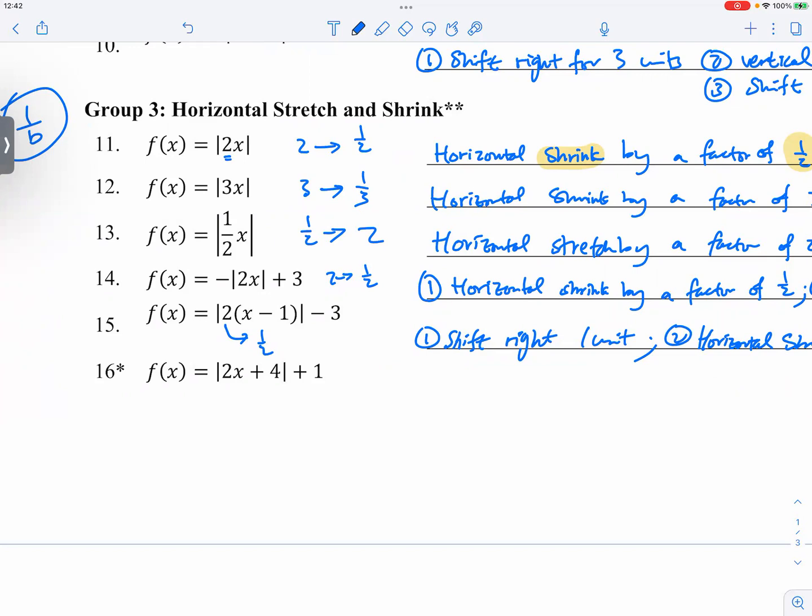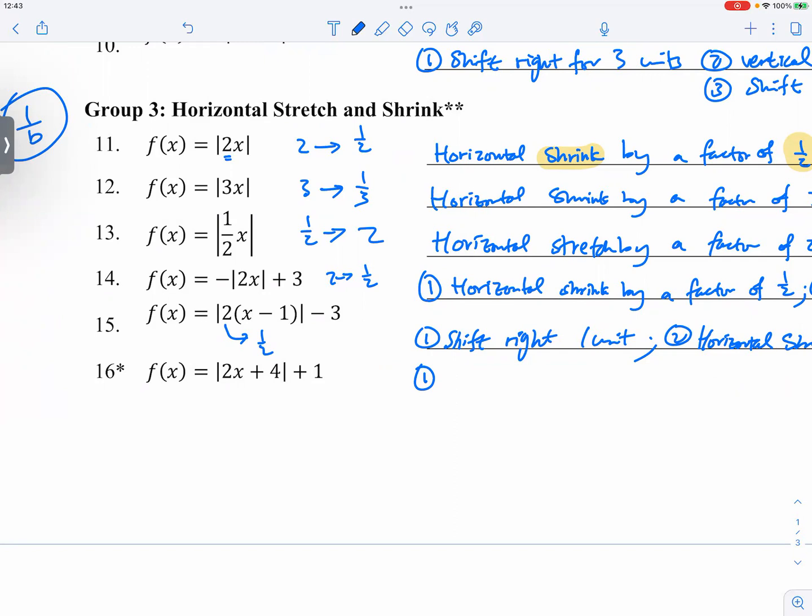Yeah, it is important. But what makes it difficult? So let's start. So number one, the first thing that we should know, what is the first transformation? Horizontal stretch, right?